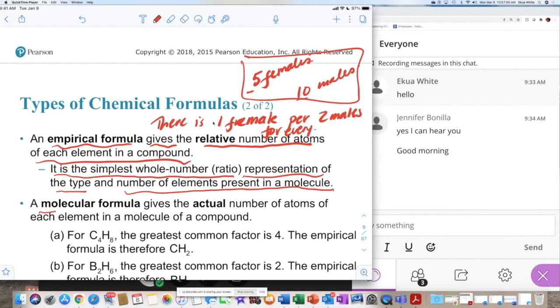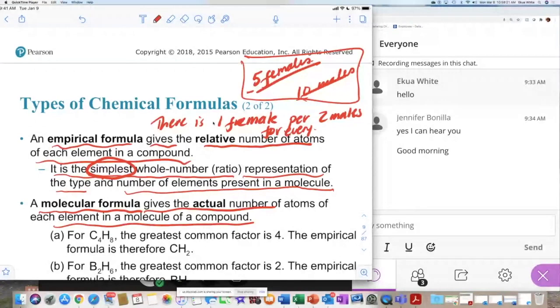Now, when it comes to molecular formula, we're not giving a simple whole number relationship. We're giving the actual roll. How many showed up? You say 5 females, 10 males, end of story. So molecular formula, you're actually giving the amount of the atoms in the compound, not the relative simplified amount. The key term here is the simplest. You have to divide and get the whole number relationship.